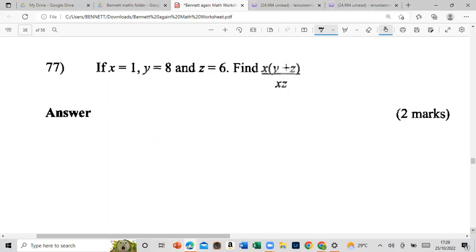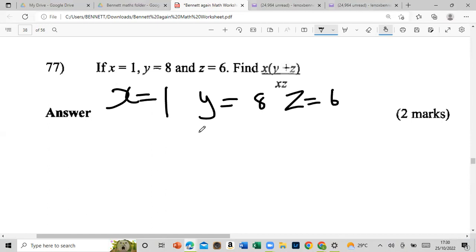So it says if x is equal to 1, y is equal to 8, and z is equal to 6, find x bracket y plus z over xz. And I absolutely love this one. It's only 2 marks, but I love it. Alright, so it says x is equal to 1, and z is equal to 6. Alright, so let's just rewrite it now. So it's x bracket y plus z upon xz.